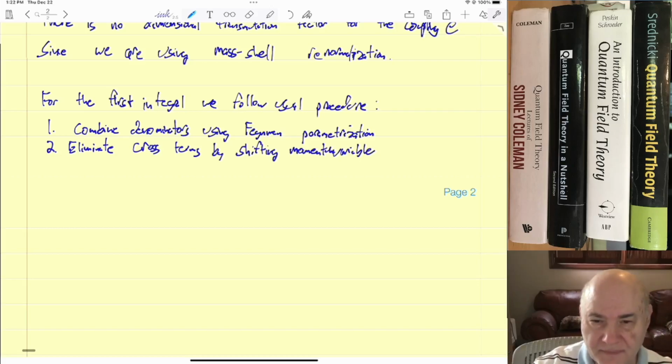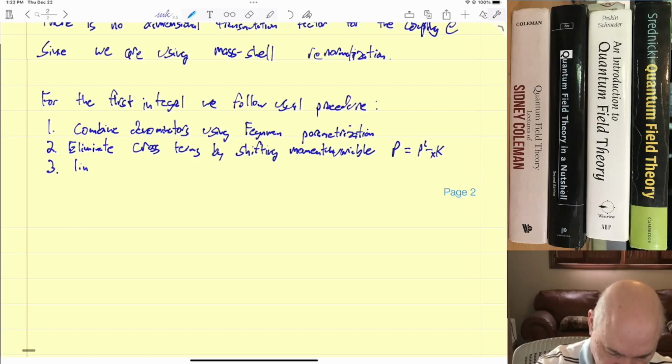By the way, you're not always allowed to shift the momentum variable. Anomalies arise because you can't shift the momentum variable. But these integrals will all be regularized. That's why we're using dimensional regularization, so we can, in fact, do this. p equals p prime minus xk. I'm sorry, xk. And then linear terms in p prime vanish upon integration.